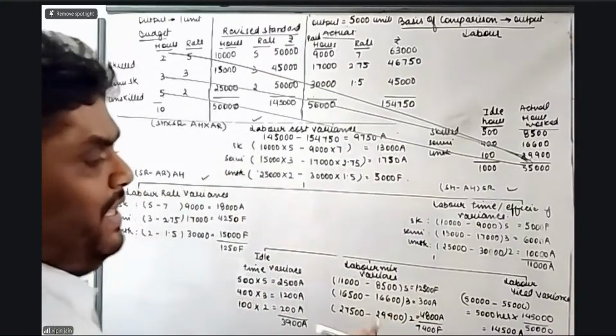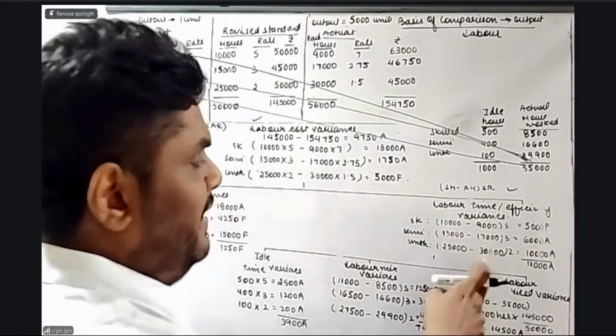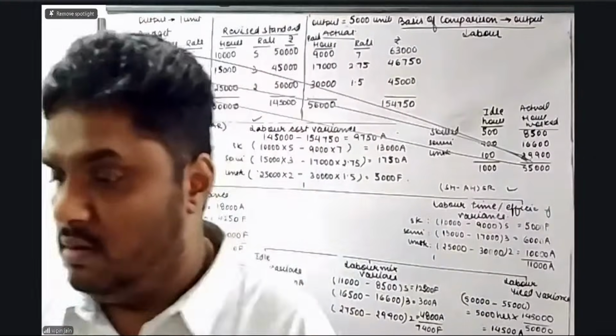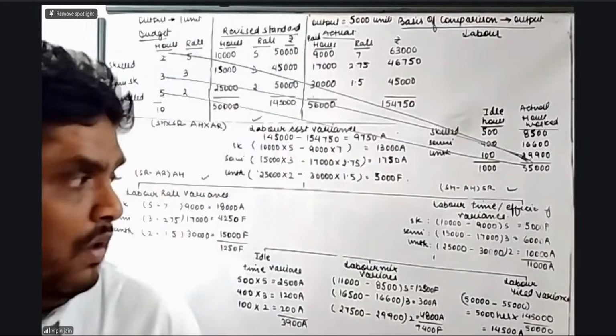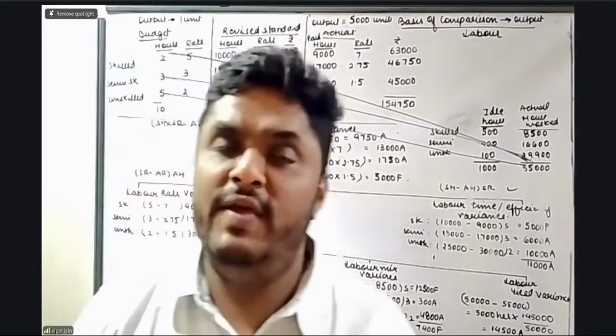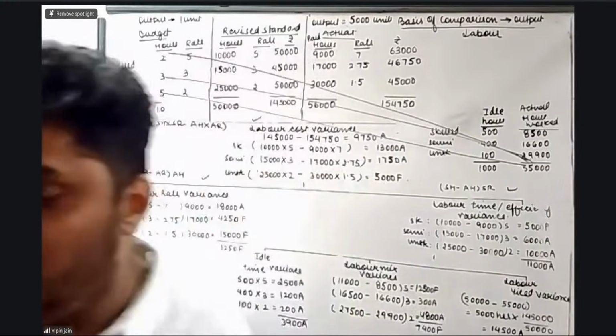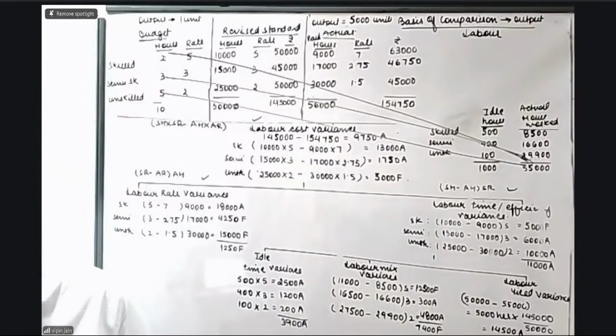Again, idle time variance plus mix plus yield will be time. Time plus rate will be cost. So this is the way we have to deal if the idle time is given in the question. Anyone with any doubts or queries, you guys can post your queries.